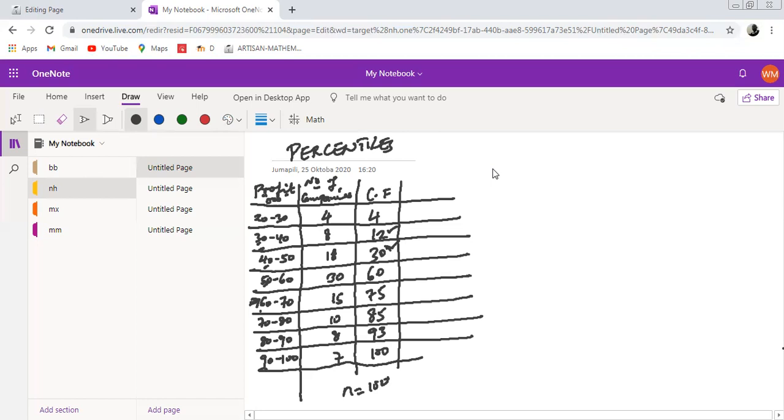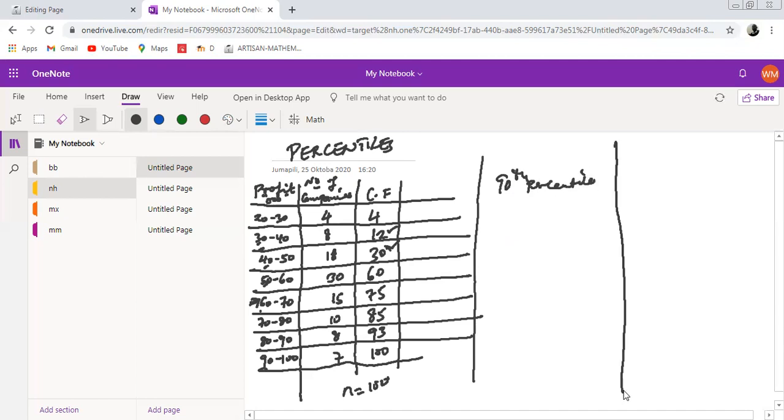For the quartile we were doing over 4. For the deciles we were doing over 10. For the percentile we are going to do over 100. For example, if you are told, can you compute the 90th percentile, which is normally denoted by P90.